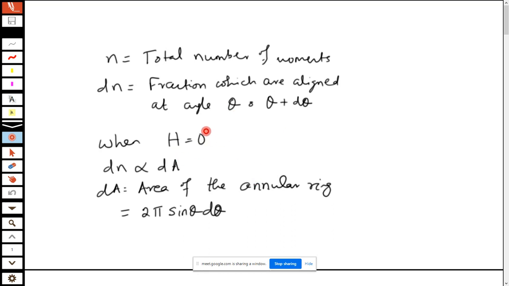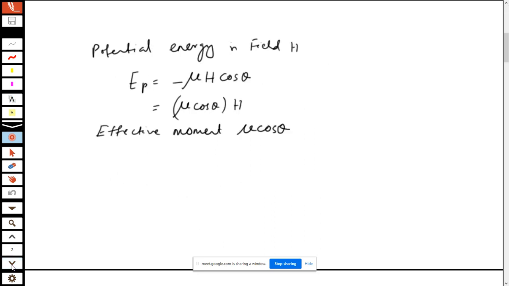When the field is zero, this fraction will be proportional to this dA, which is basically this annular ring, along which the moments will be aligned. That is the area of that annular ring, which for a unit sphere will be 2 pi sine theta d theta. And then what is the potential energy of those magnetic moments? That is minus mu h cosine theta.